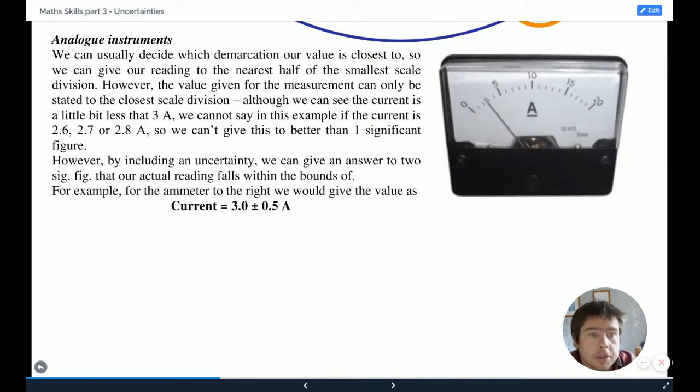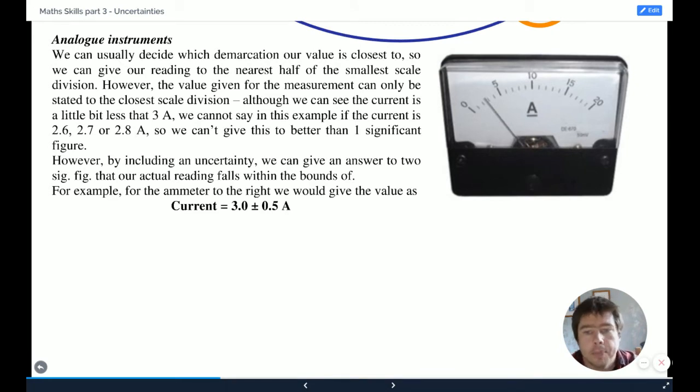What we can usually do with that is say which of those background markings our measurement, or our needle in this case, is closest to. So we decide which demarcation the value is closest to. And what that means is that we make a decision: have we rounded up to the nearest demarcation, or have we rounded down? But either way, what we're saying is that our value is the value of the demarcation plus or minus half the tolerance of the instrument, so half of the spacing between those different dashes on our ammeter.